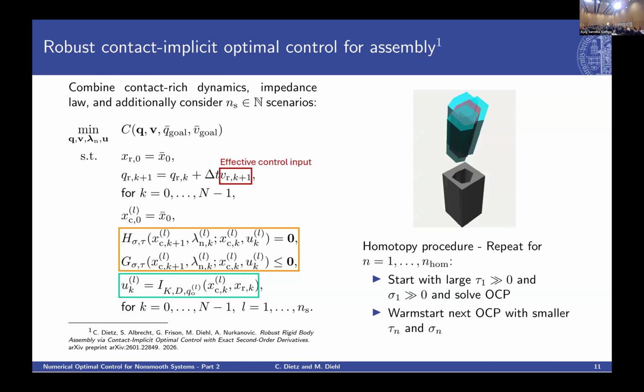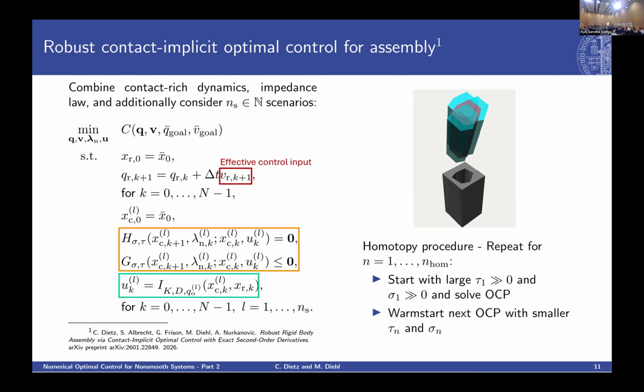Okay, and now we put all these building blocks from the previous slides together into one large optimal control problem. So we have multiple instances of the same object tracking the same reference trajectory. So the effective control input is, in this case, the velocities of the reference trajectory, which determine uniquely the evolution of the reference. The impedance law then computes the control forces applied to the compliant scenarios of the object, which are simulated by using the differentiable physics simulation equations.